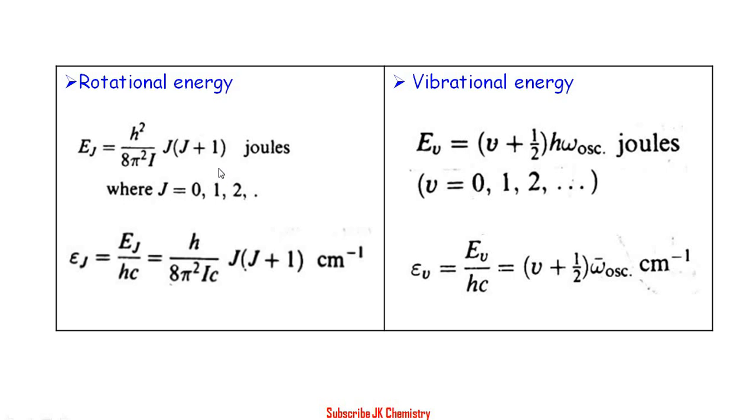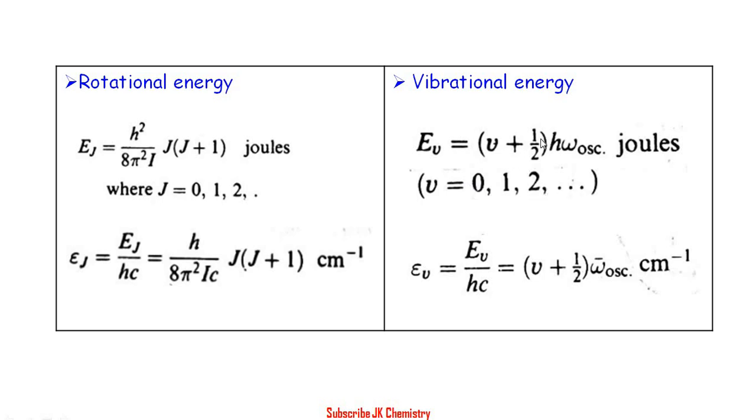Okay. Now the most important equations in these two cases. This is very easy, that's why I am doing this comparison. You can easily understand. Rotational energy, that is EJ, is defined as EJ = h² / (8π²I) × J(J+1), where J is the rotational quantum number. It can have values 0, 1, 2, 3, etc. It is in joules, whereas in vibrational spectroscopy, Ev = (v + 1/2) h ω_osc joule, where v is the vibrational quantum number. It can have values 0, 1, 2, 3, etc.